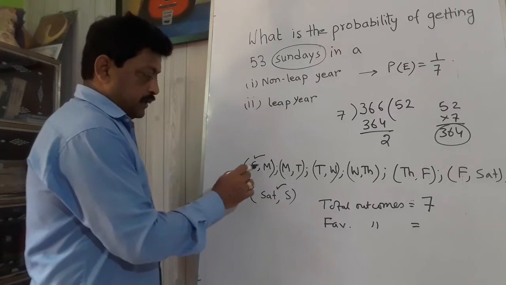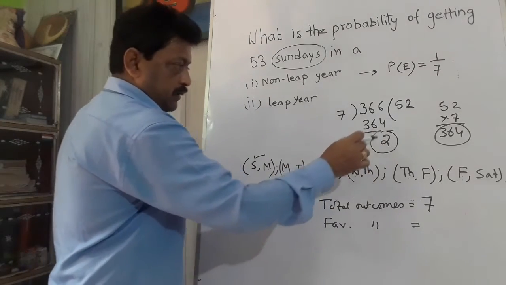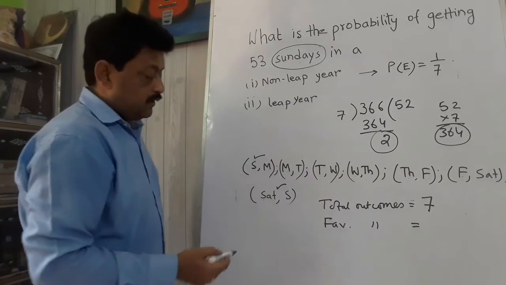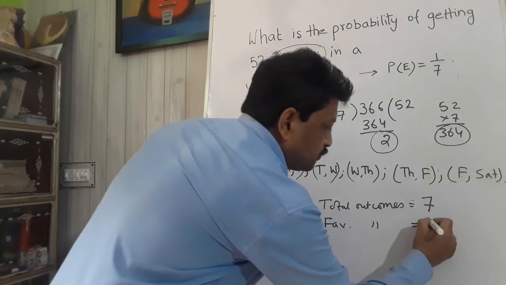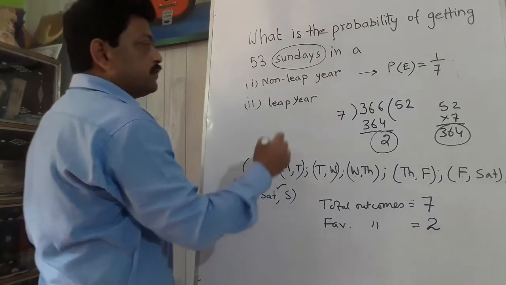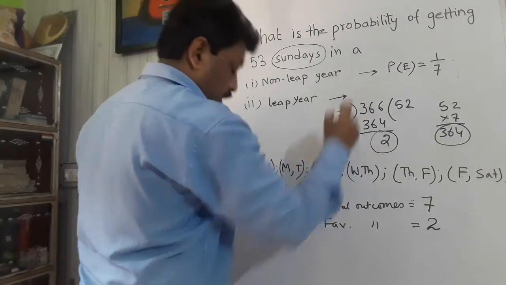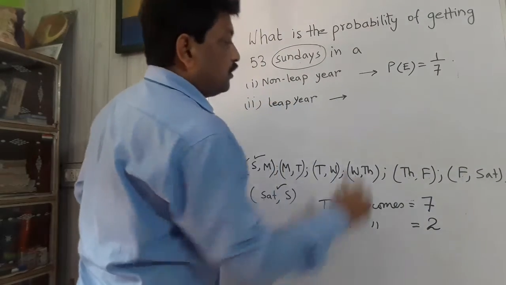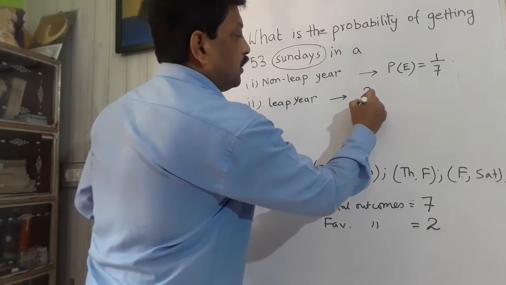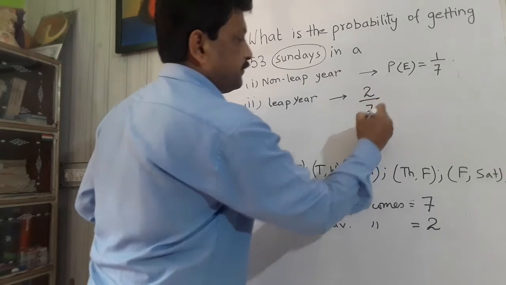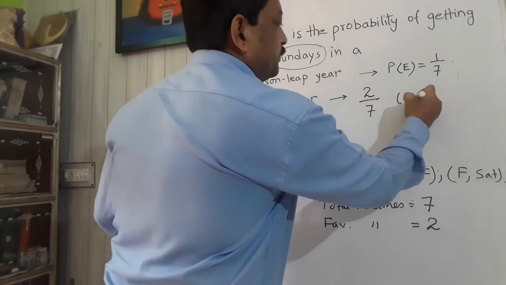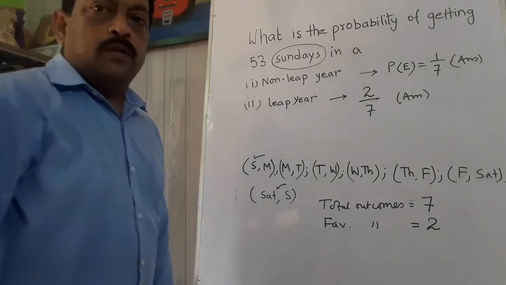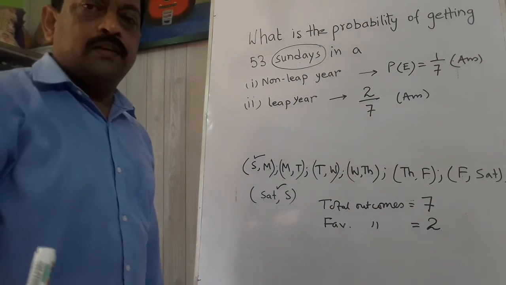Either these 2 additional days will be Sunday and Monday, or it will be Saturday and Sunday. Therefore our favorable outcome is 2. Hence the probability of getting 53 Sundays in a leap year is 2 upon 7. This is the answer. Understood? Little bit critical it was.